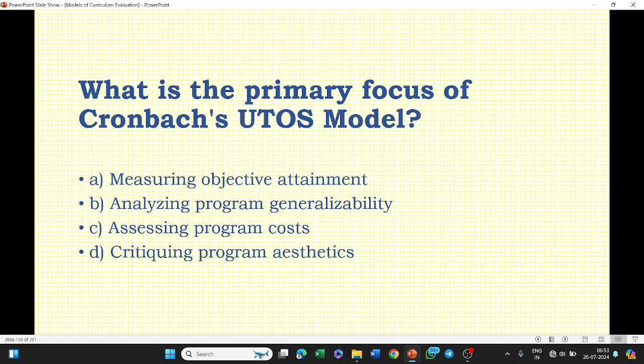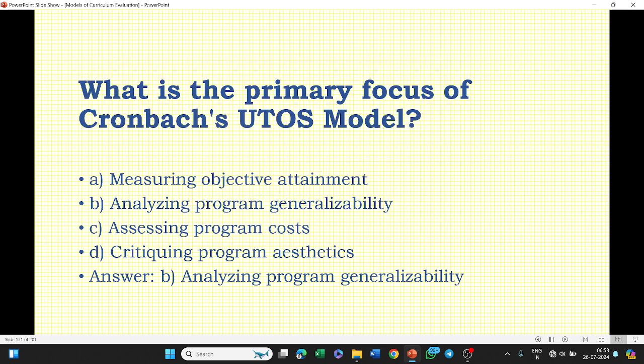Next, what is the primary focus of Cronbach's UTOS model? Options: Measuring objective attainment, analyzing program generalizability, assessing program cost, critiquing program aesthetics. Answer of this question is option B, that is analyzing program generalizability.